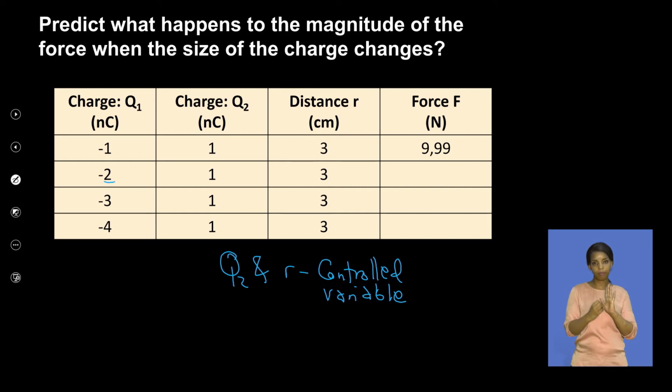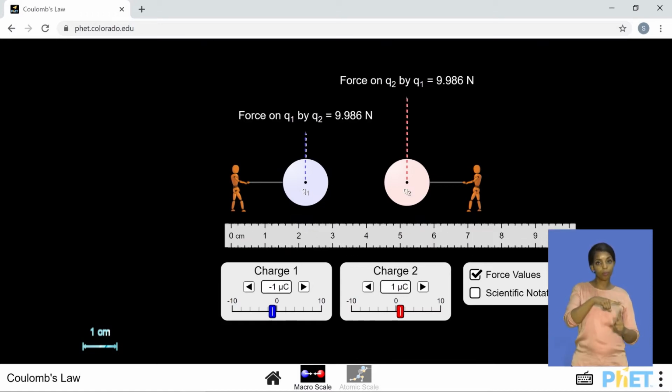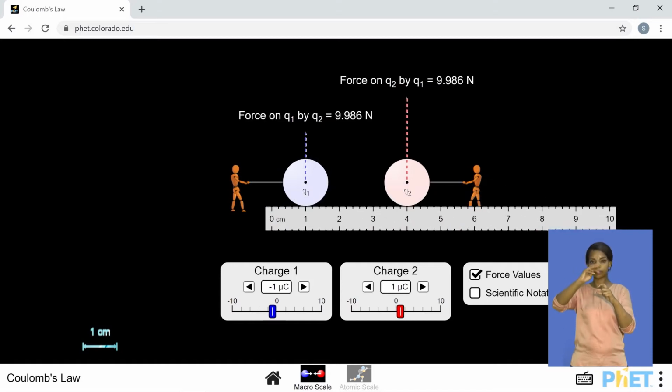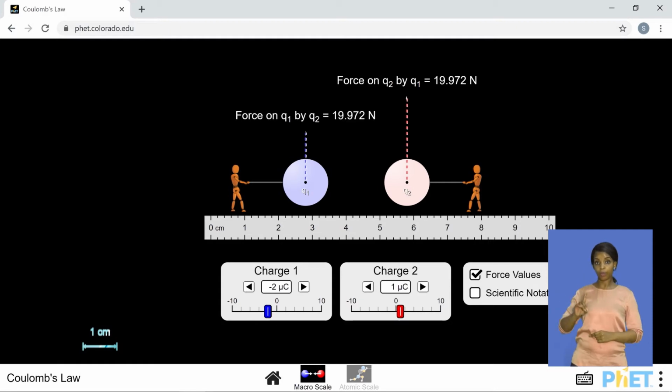So now let's go straight to our simulation, right? So this is our simulation. You can see the Q1 is -1, Q2 is +1 microcoulombs. And the distance between them, we can actually measure it like that. It's exactly 3 centimeters, right? So that's the distance over there. Okay, we're not going to change the distance. Why? Because the distance is our controlled variable. So what are we going to do now? We're going to double the charge of Q1. So if we double the charge of Q1, Q1 becomes -2 microcoulombs. Clearly you can see that.